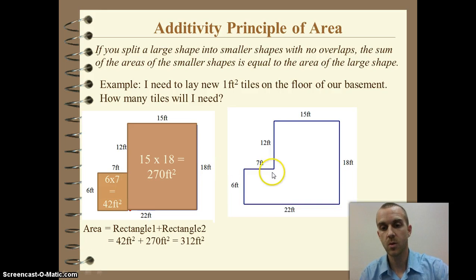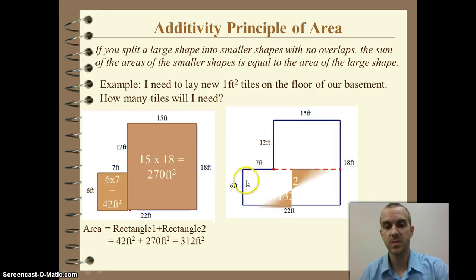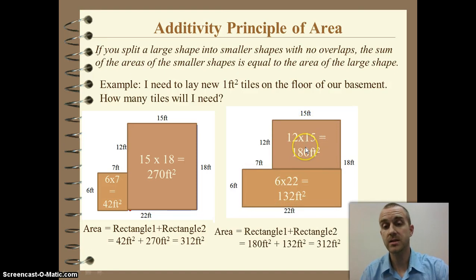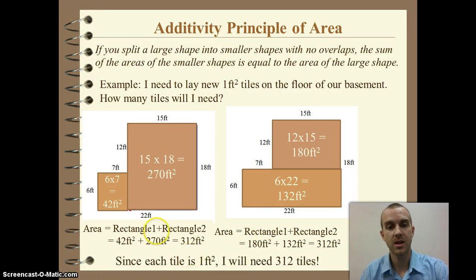I could have also gone horizontally and looked at the 6 by 22 space and the 15 by 12 space, and again I sum those 2 areas to get 312 square feet. Since each tile is 1 square foot, I know I would need 312 tiles. But this would not have been possible without recognizing how I can use the additivity principle to solve this problem.